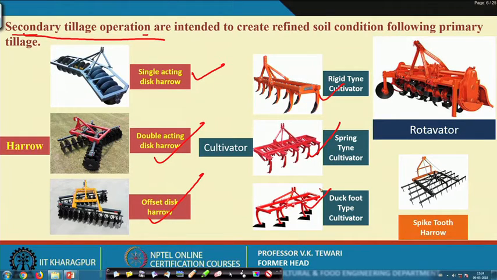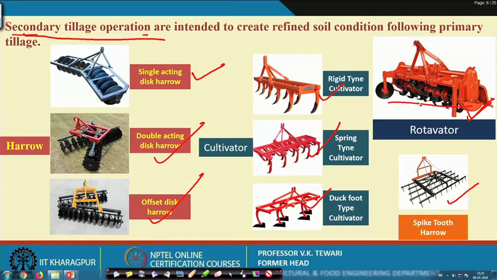Then there is another one which has become very popular nowadays, a rotavator, then a spike tooth harrow. Spike tooth harrow is not that popular, but this rotavator has become very popular, and in fact, it is also operated by the PTO of the tractor. We say that the PTO gives the maximum power out of the 3 power outlets of the tractor, but it is the least used one.